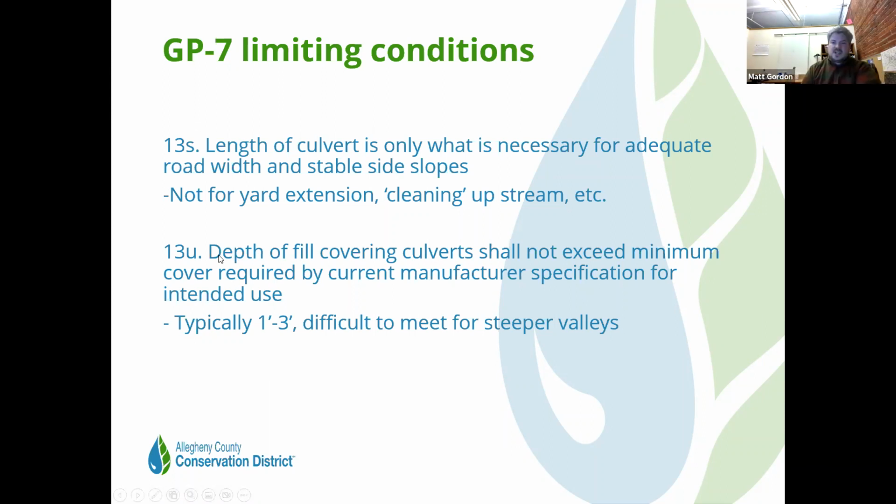Final limiting condition for GP7 to review: the depth of fill over the culvert should not exceed the minimum cover required by current manufacturer specification for the intended use. It's typically 1 to 3 feet, depending on whether it's a corrugated plastic pipe, concrete pipe, or metal pipe. It also varies by manufacturer by intended use. Is it strictly residential access, or trail or light access, or is it commercial? There are going to be dump trucks and heavier equipment crossing that.